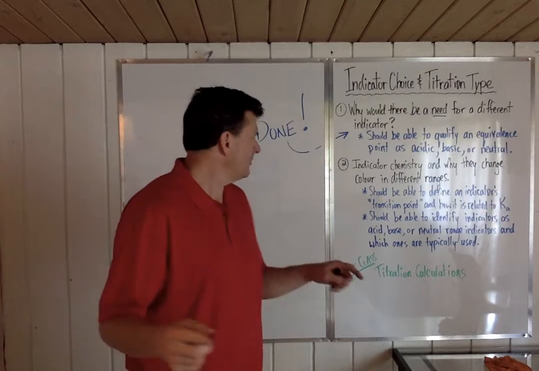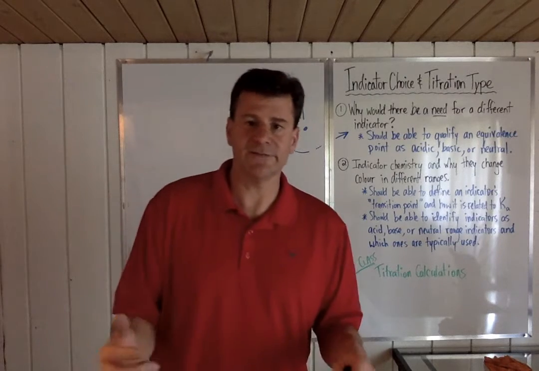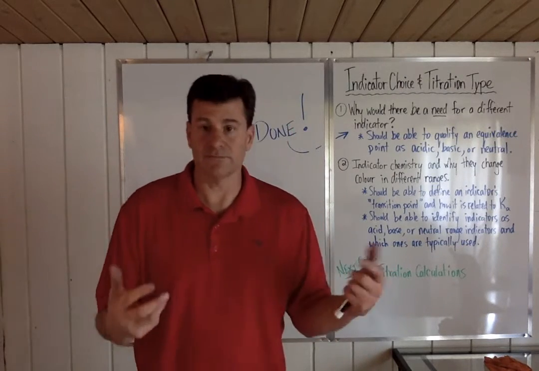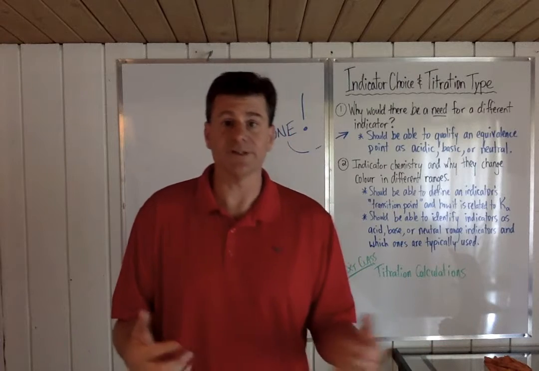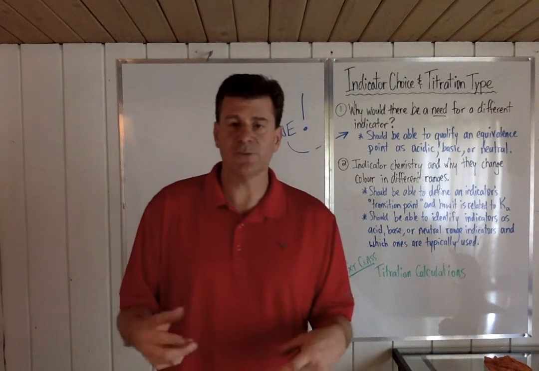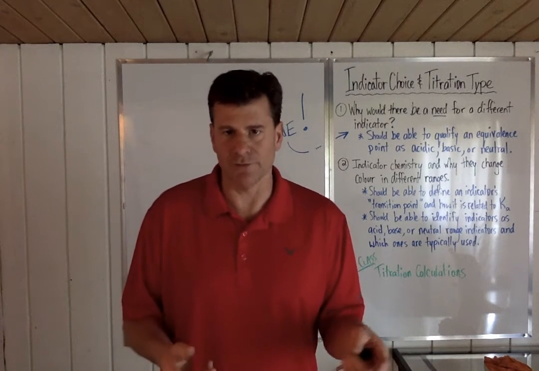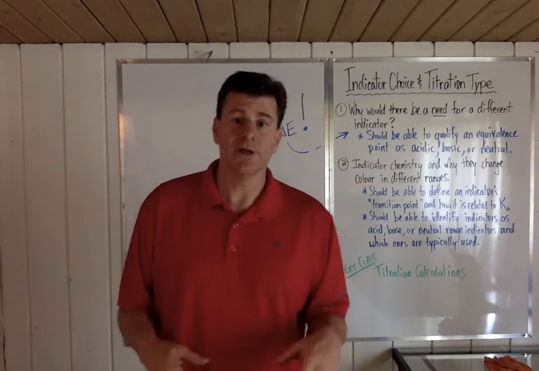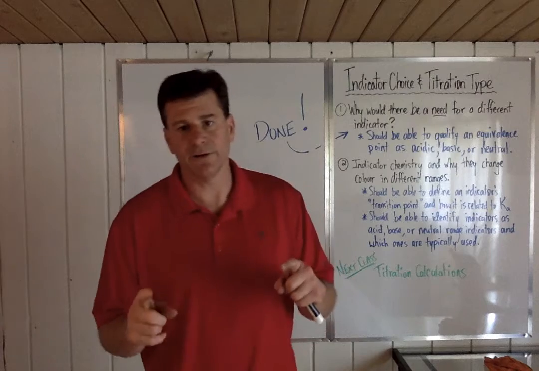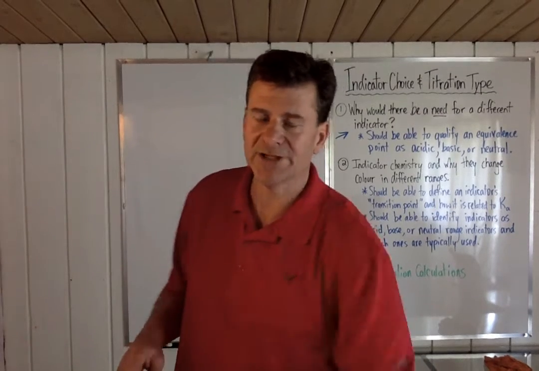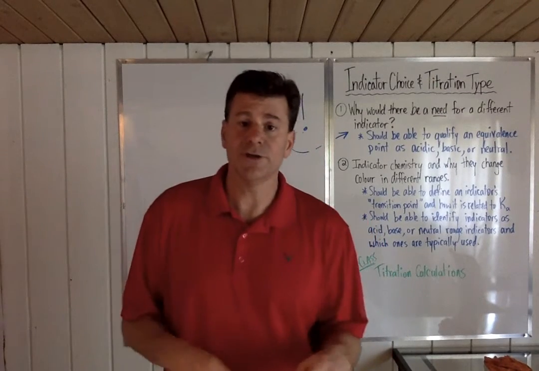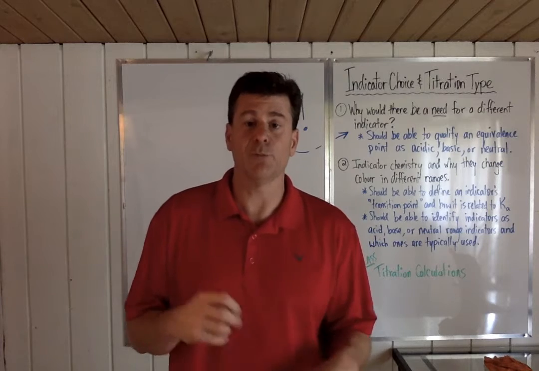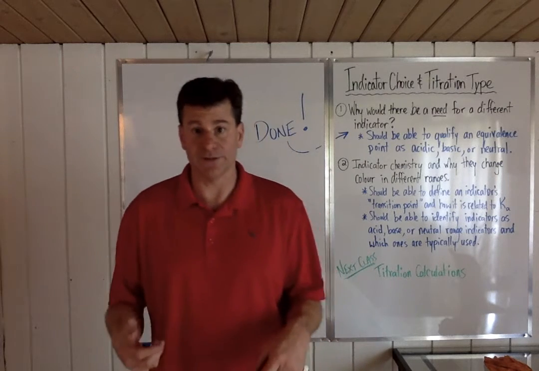The second thing you should be able to do is, given a list of indicators and their pH ranges, tell me whether this is an acid, base, or neutral range indicator. Just looking at that table, you should be able to tell me what color each indicator is at what pH, and also what its transition point is and what its Ka is. You should be able to do that.